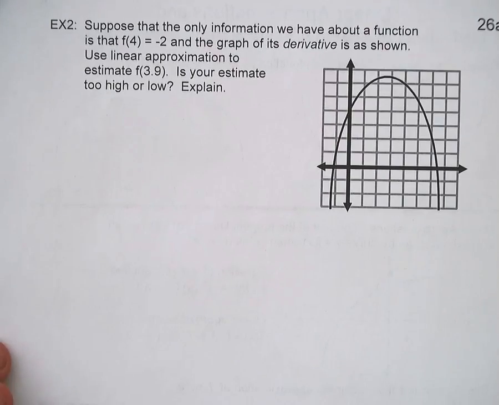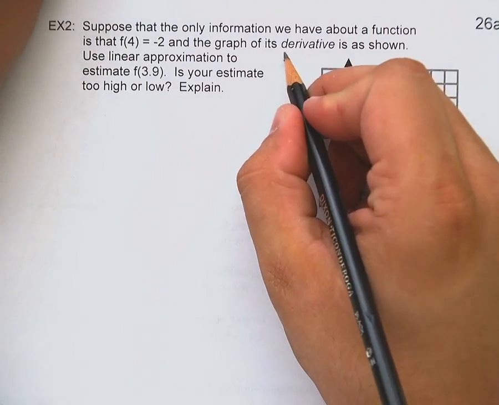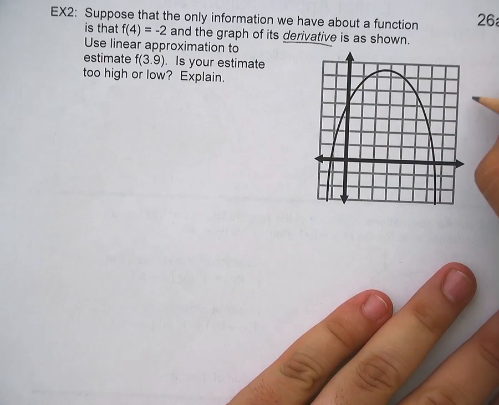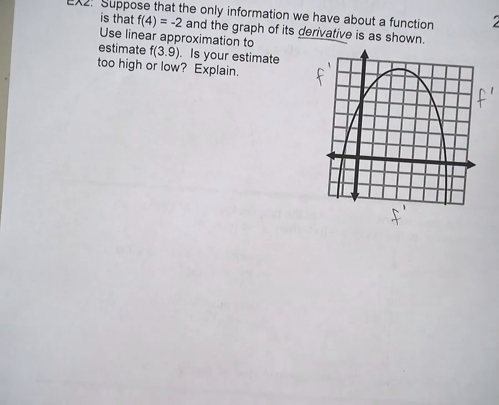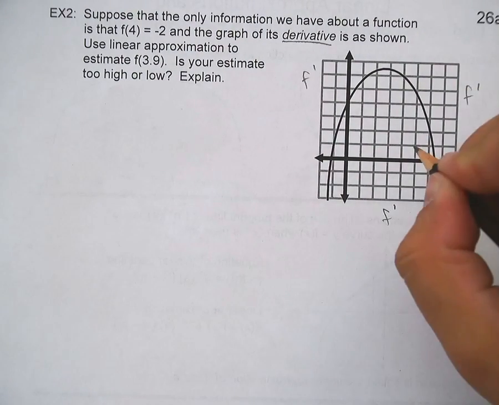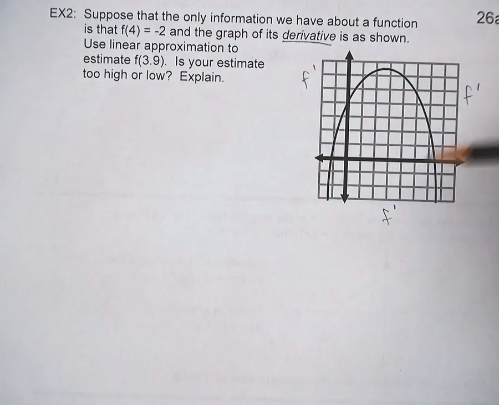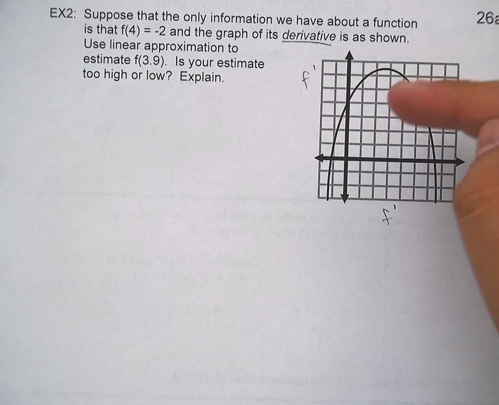Okay, on the back. Suppose that the only information we have about a function is f of 4 equals negative 2, and the graph of its derivative is shown. Two things I'd like you to do. From now on, when they tell you it's a derivative or it is f prime, I want you to come over here and write f prime. And if you want to do it in a couple of different places, do that. You need to know that this is f prime. This is not f. So I can't just go to 4 and figure out that it's negative. No. That's not how this works. This is f prime. Okay?